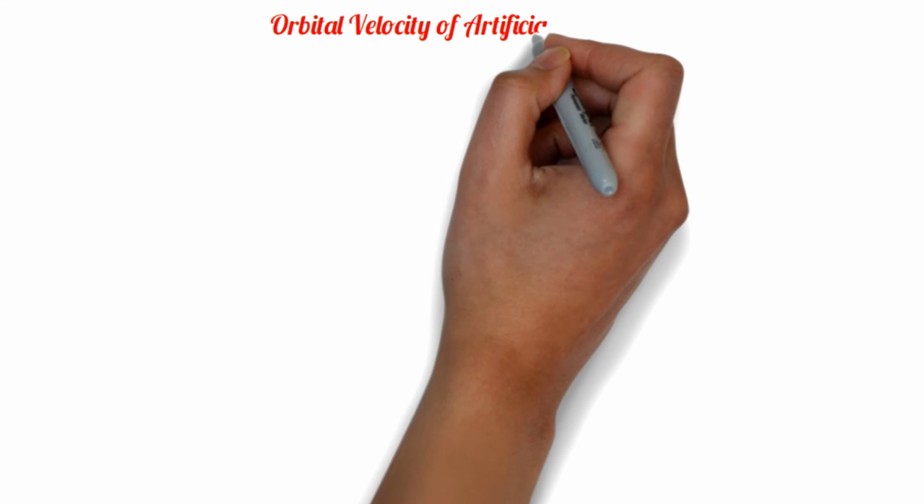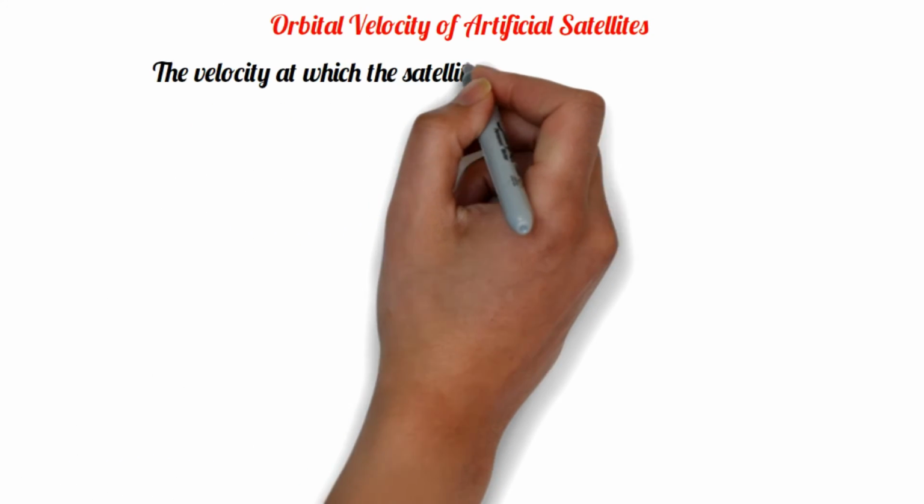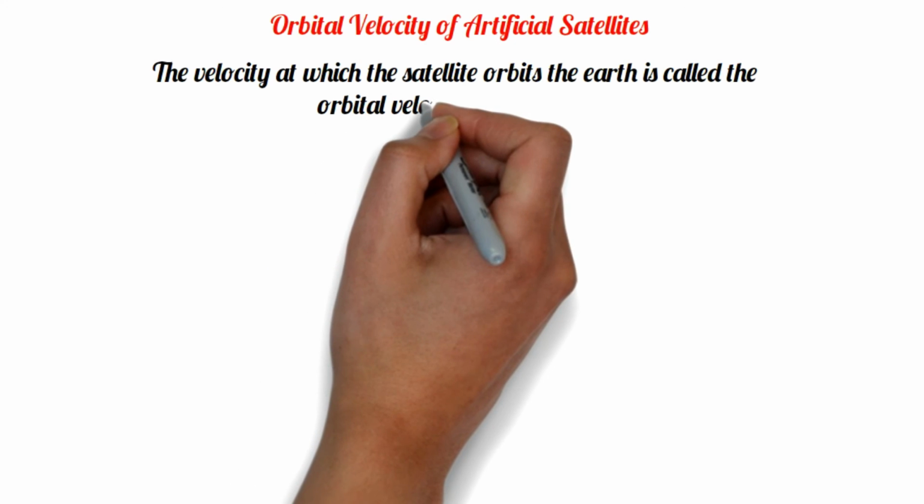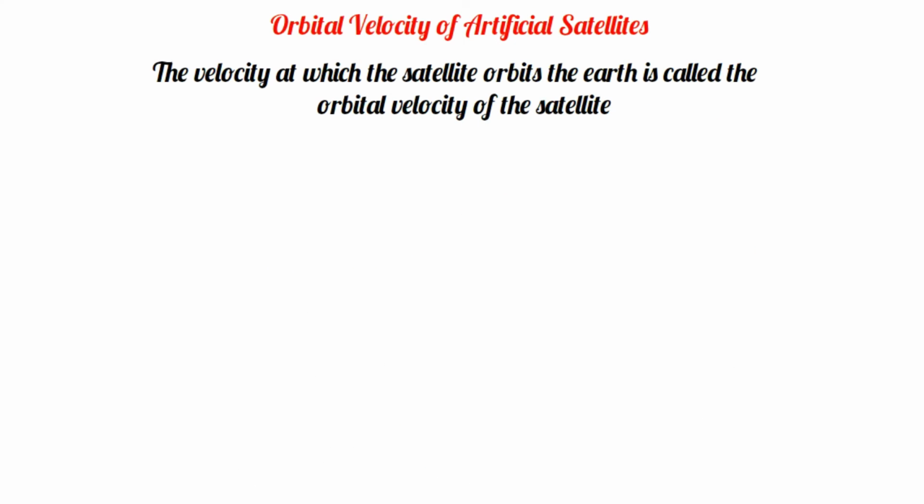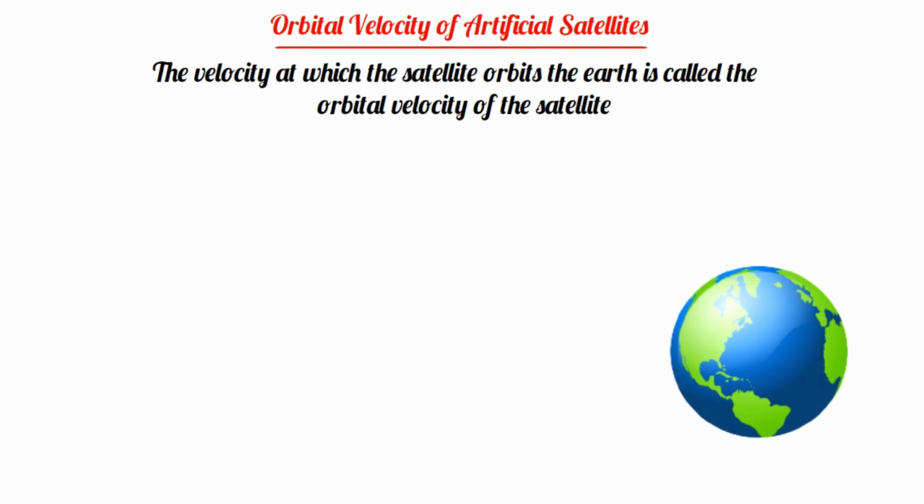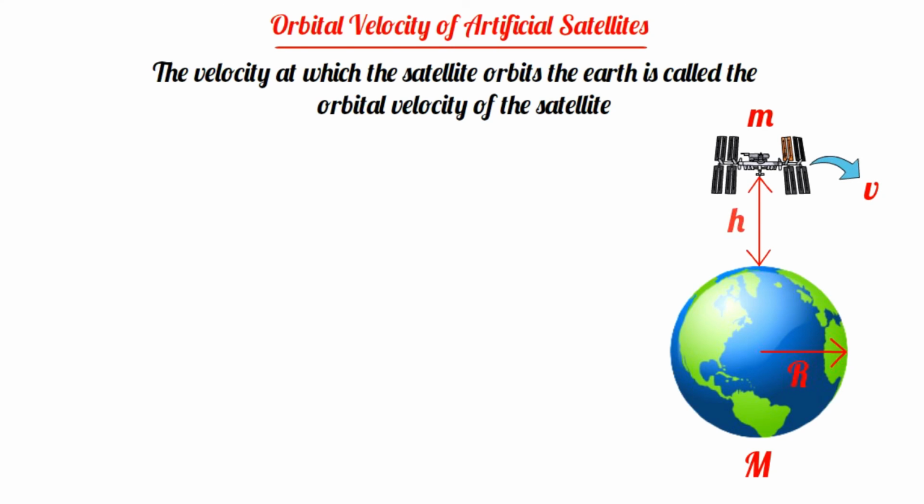Orbital velocity of artificial satellites. The velocity at which the satellite orbits the Earth is called the orbital velocity of the satellite. Now we will determine the formula for the orbital velocity of an artificial satellite orbiting the Earth. So let us consider the mass of the Earth as capital M, the radius of the Earth capital R, the mass of the artificial satellite as small m, the orbital velocity of the satellite as small v, and the height of the orbit from the surface of the Earth is small h.